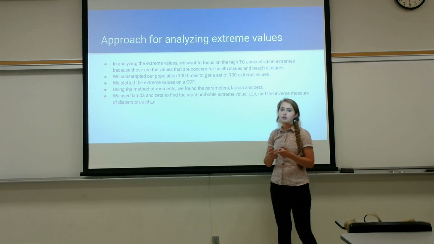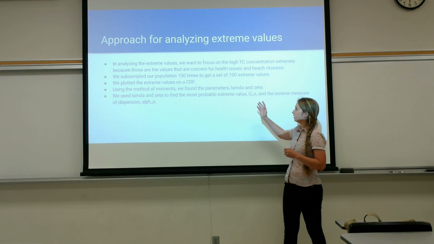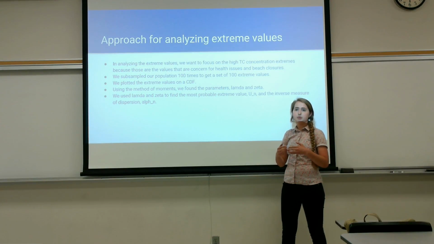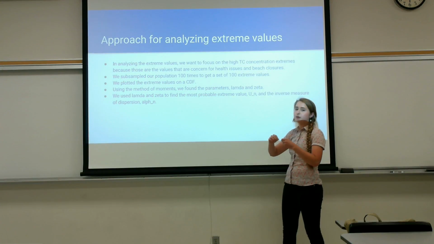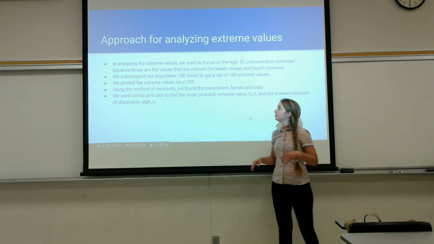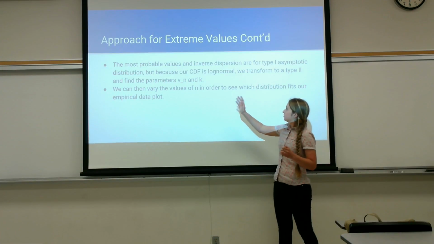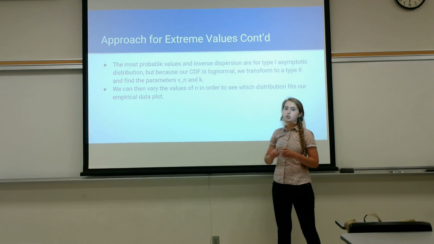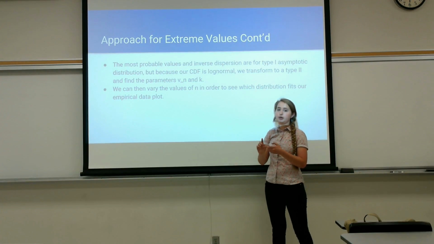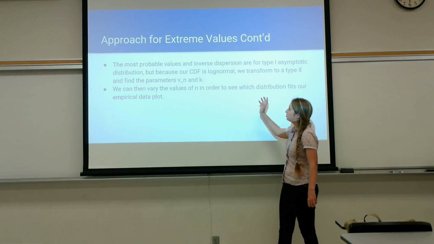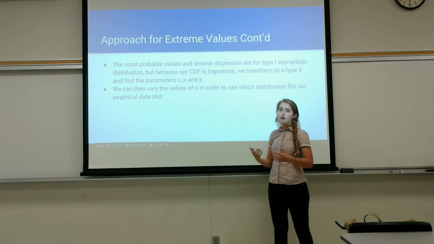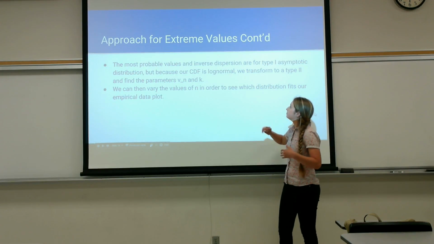And using the method of moments, we found the parameters lambda and zeta, and from lambda and zeta, and n, which was our number of samples collected, or number of times sampled, we found un and an, which gave us our extreme value graph. So the most probable value and inverse dispersion, which were alpha n and un for the type 1 asymptotic distribution, could be transformed to the type 2 log normal distribution with the parameters bn and k. And from there, we can vary the values of n to find our most optimal fit curve.